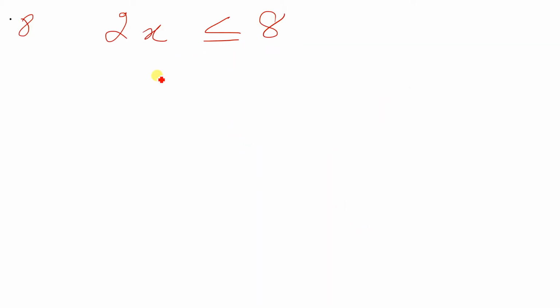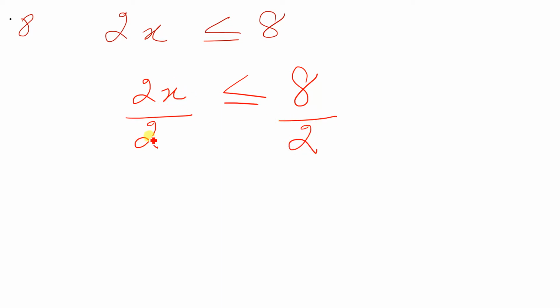Question number 8 is also very simple. 2x is less than or equal to 8. Here you have to divide both sides by 2 because we want only x on the left hand side. So this 2 will cancel, 2 times 4 is 8. So x is less than or equal to 4.